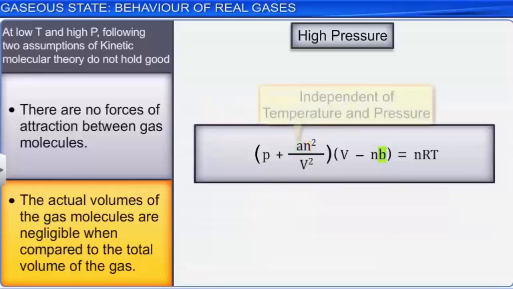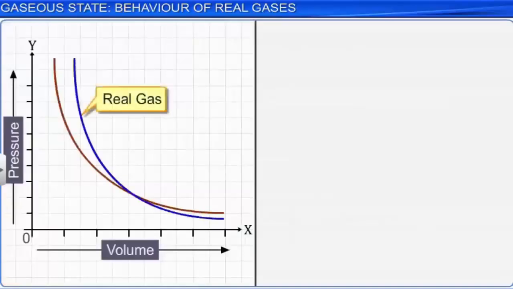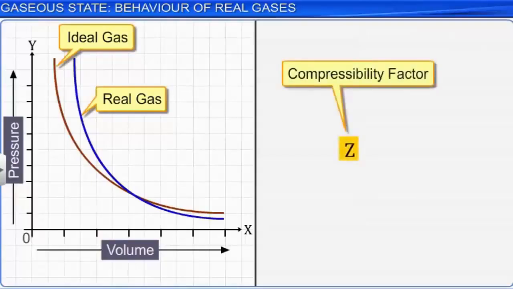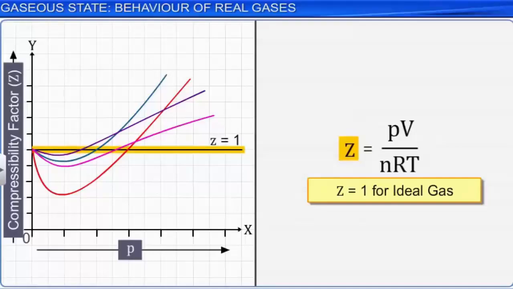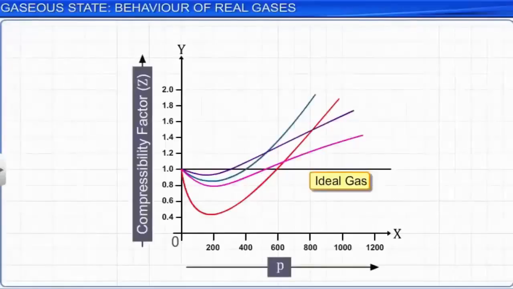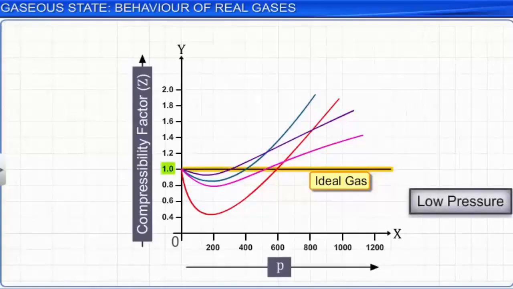The extent to which a real gas deviates from an ideal gas can be measured in terms of the compressibility factor Z. It is defined as the ratio of the product PV and nRT. For an ideal gas, the compressibility factor Z is 1 at all temperatures and pressures because PV is equal to nRT. On plotting a graph of compressibility factor against pressure, we get a straight line parallel to the x-axis at very low pressure. We find that at very low pressure, all gases have compressibility factor approximately equal to 1 and behave like an ideal gas.